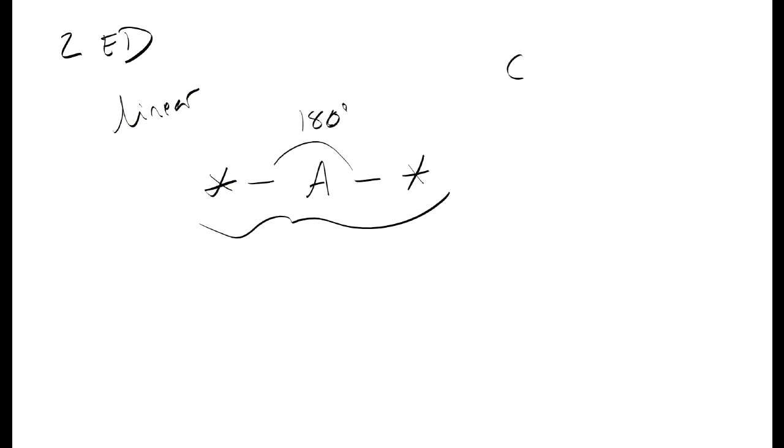So some examples of this would be carbon dioxide and beryllium fluoride, which you may recall from the last lecture. These both have 2 electron domains, or I should say they each have 2 electron domains. So they are each linear compounds with a 180 degree bond angle.